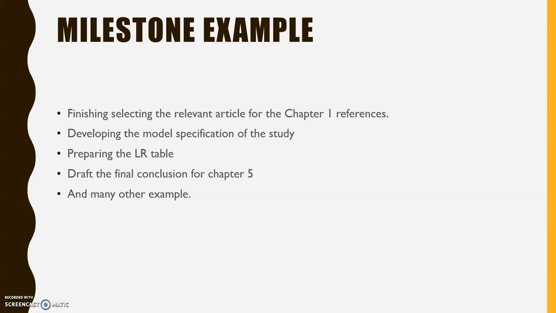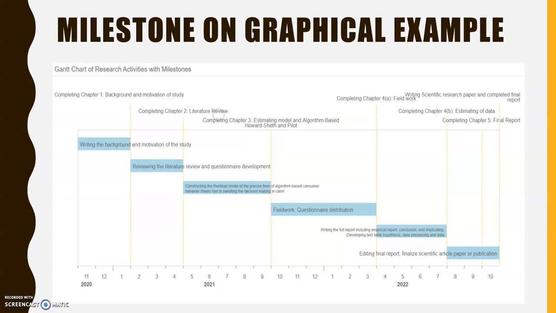Okay, draft the final conclusion for chapter 1, meaning that now you go to the last part of the Gantt chart, meaning that maybe you nearly finish your study around week 12. Something like that. So, during week 12, draft the final conclusion for chapter 5. And many other examples can be planned as your milestones in your Gantt chart.